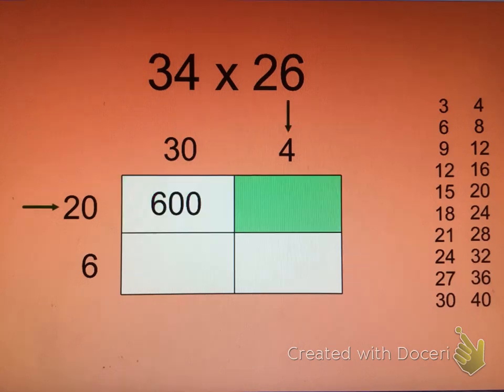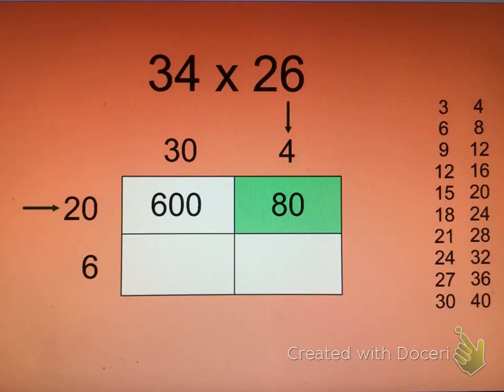So next, I move to the top right box of my table. My 20 row stayed the same, but now I'm in the 4 column. So I multiply 20 times 4. 2 times 4 is 8. 1 zero in the problem. Add the 0 to your answer. Of course, 20 times 4 is 80.